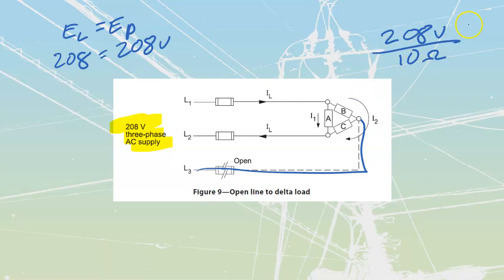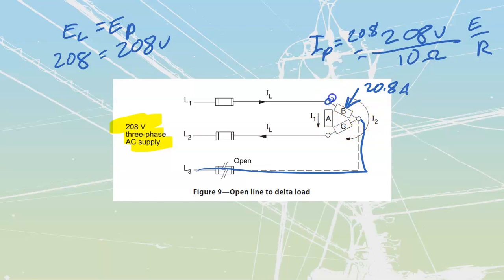What we can do is figure out what we have for phase current. To do that, we're just going to take our E divided by R. Volts divided by resistance, 208 divided by 10, tells me that I'm going to have an I phase of 20.8 amps. So under normal operation, I'm going to have 20.8 amps through each one of these individual loads.